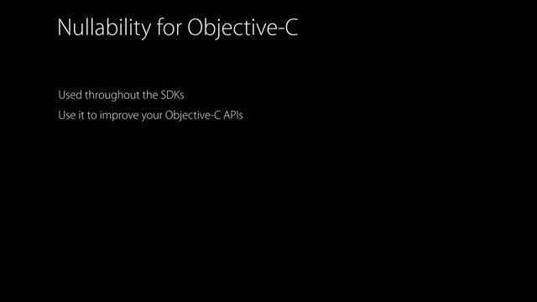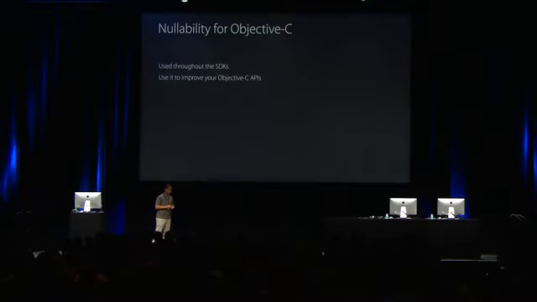That's all we're going to talk about with nullability. We've pushed it throughout our SDKs this year, so you get a much better experience in both Objective-C and Swift. We highly recommend that you use it to improve your own Objective-C APIs, particularly for a much better Swift experience. All right, let's come on to the next feature.